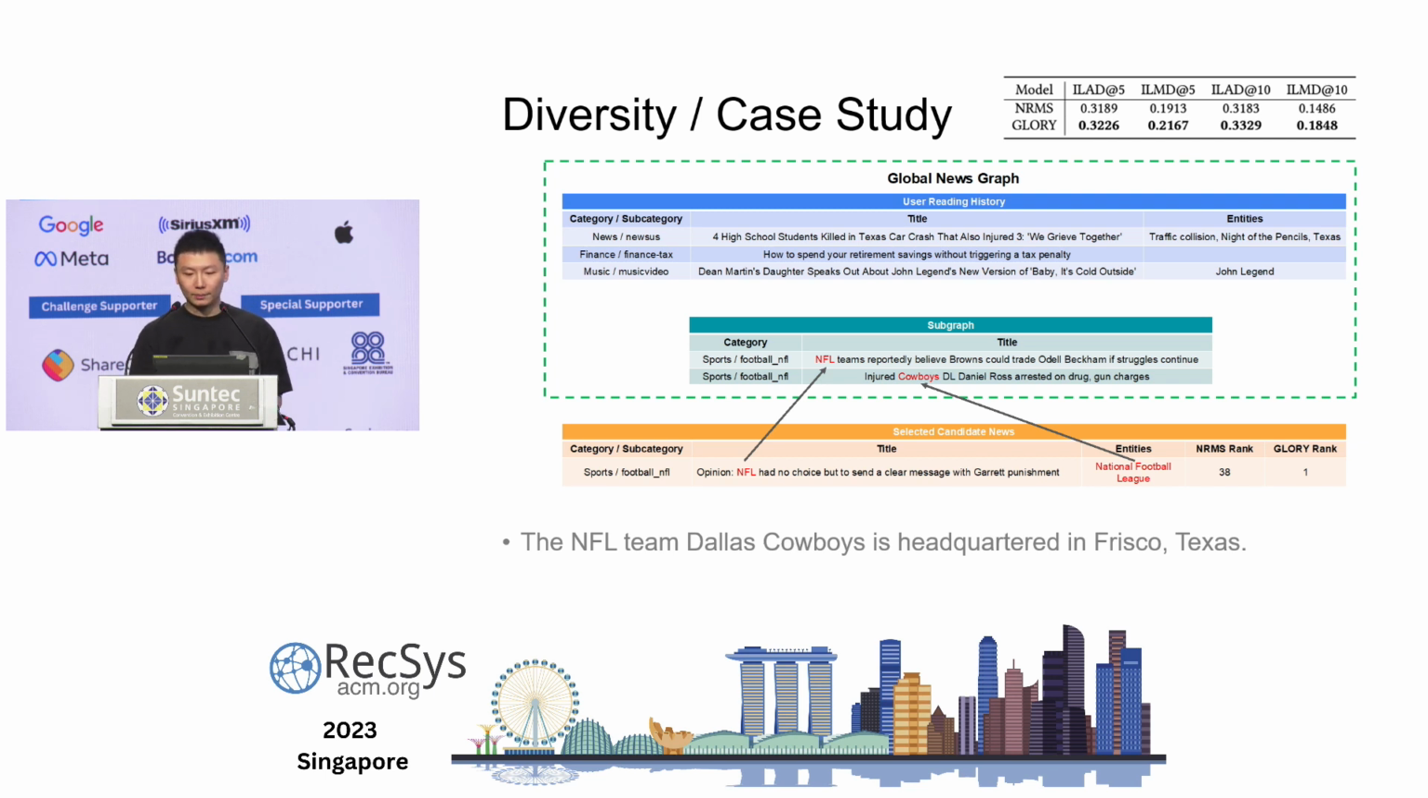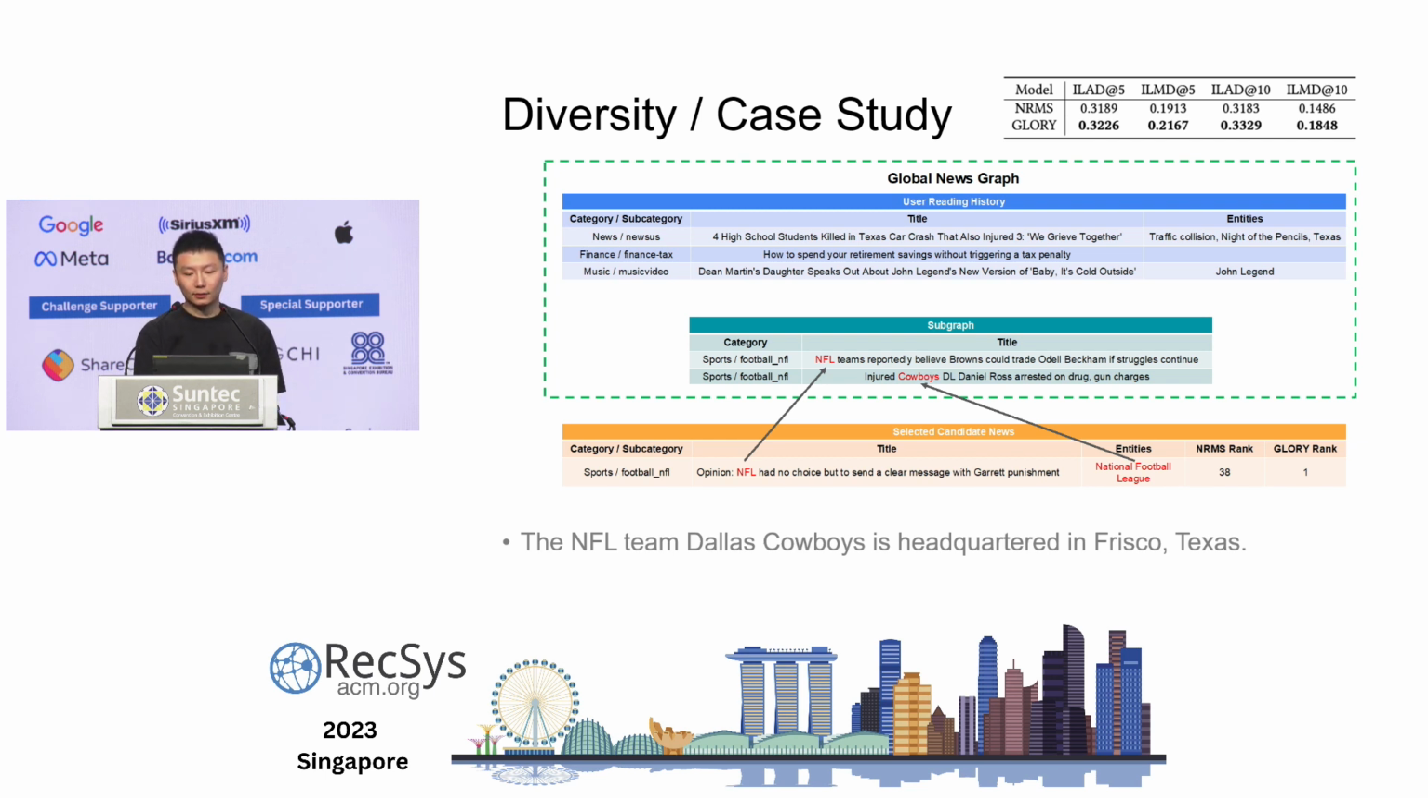And next, we demonstrate the advantage of Glory through a case study. All the categories and subcategories in these figures are for reference only. In Glory, we just use the news titles and entities. The blue table shows the reading history of a randomly selected user, and the green table shows news related to football and sports from the subgraph. And the orange table shows the news that the user actually read from the candidate news.